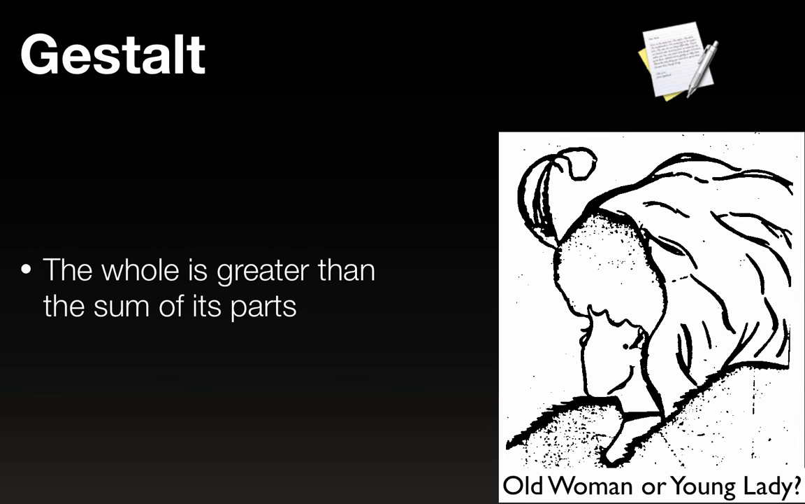This visual example is the classic Gestalt. I imagine probably some of you have seen this. It's basically, when you look at this image, you're going to see either an old woman or a young lady. And it's just an interesting little piece. Whichever of the two that you see, try to see the other one. It just is an interesting, fun little thing to play with.